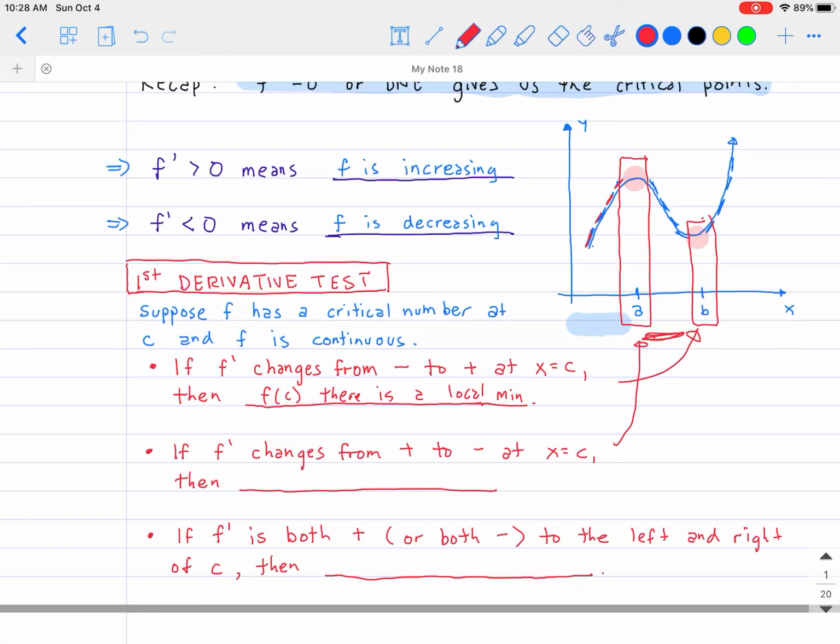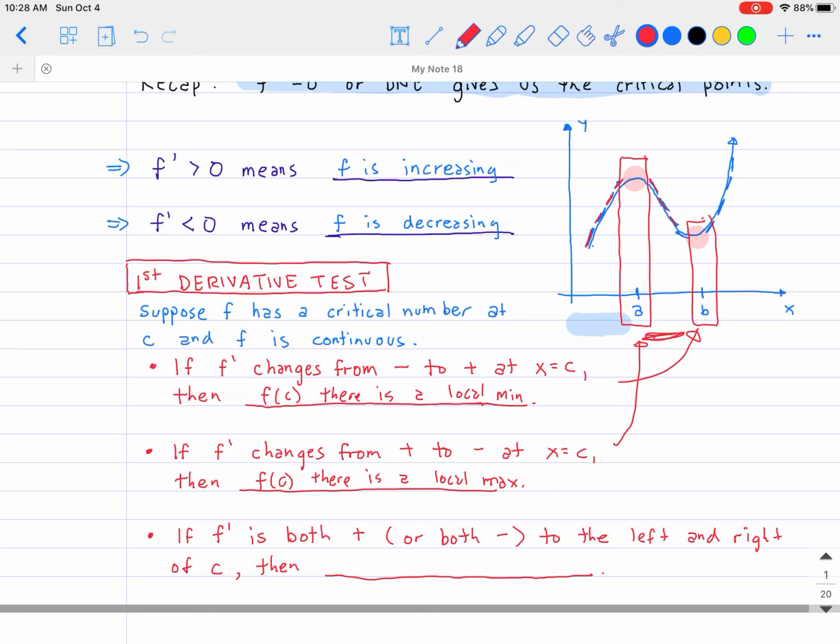So before A, you can see again, all the slopes are going to be positive. So that means that f prime is positive. Then afterwards, you have slopes that are negative because it's decreasing. So therefore, f prime is going to be negative. So the conclusion is that at x equals that value, you're going to have a local maximum. So in this conclusion, f of c is a local maximum.